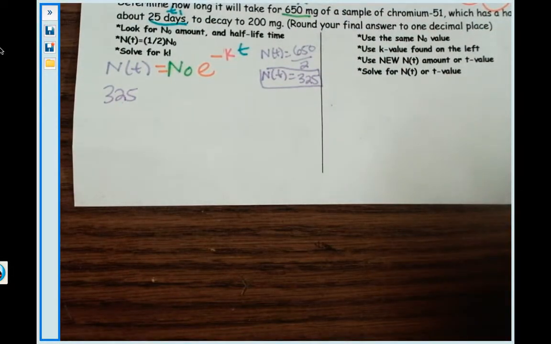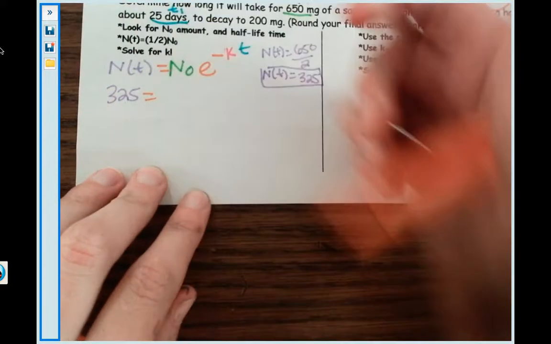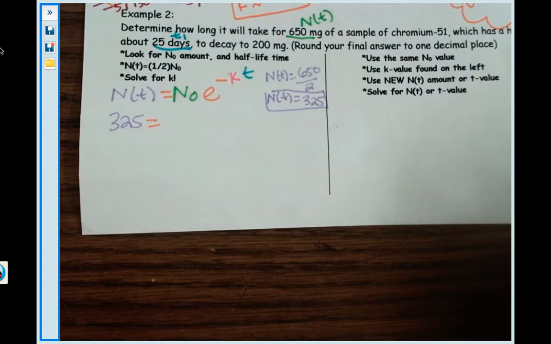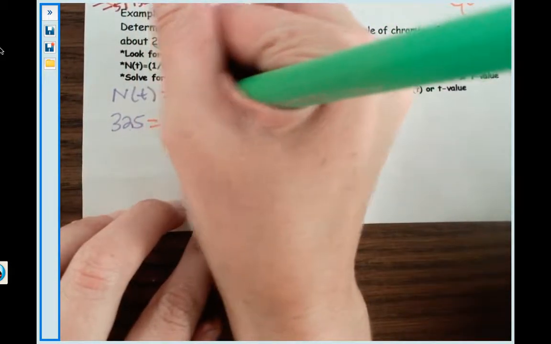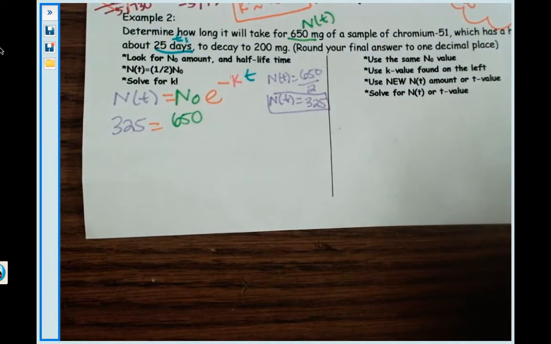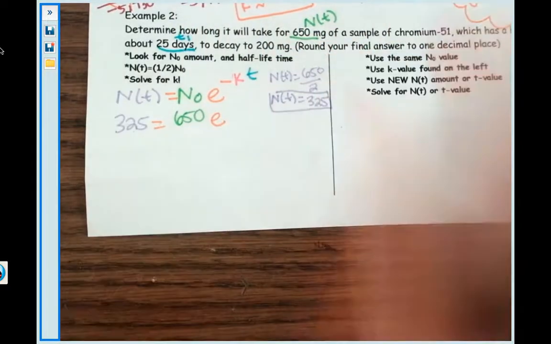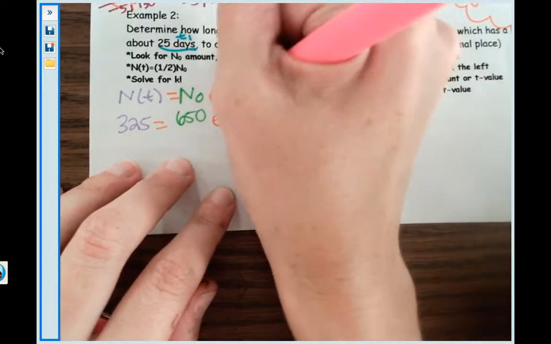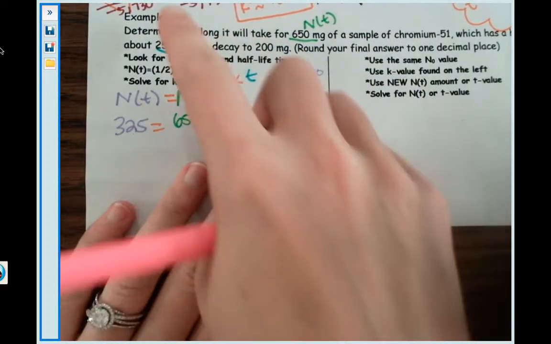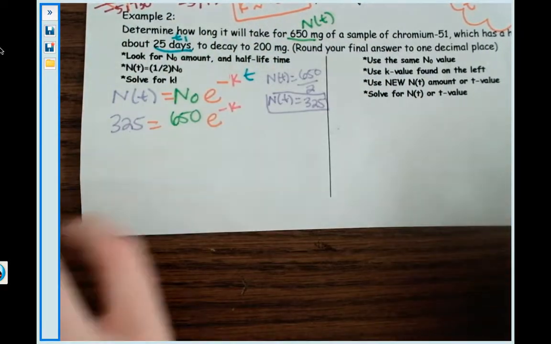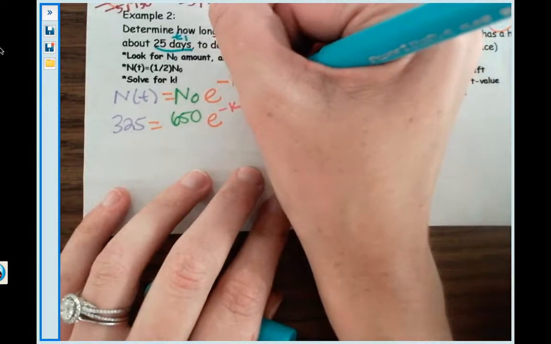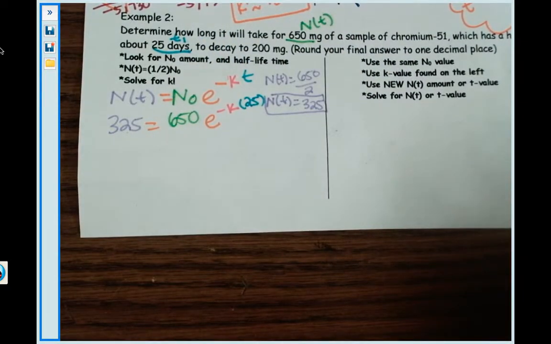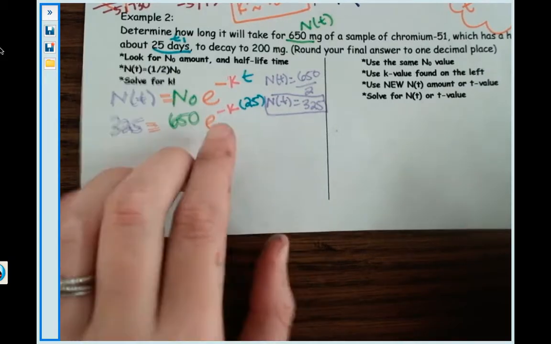Okay, let's get going. So we have 325 equals our initial amount, which we said was 650, times E to the negative K times my T. I don't know K, that's what I'm solving for. And the T we're using on this side is the 25 days. Holy hot dog, you guys. Okay, so let's start solving this bad boy for K.